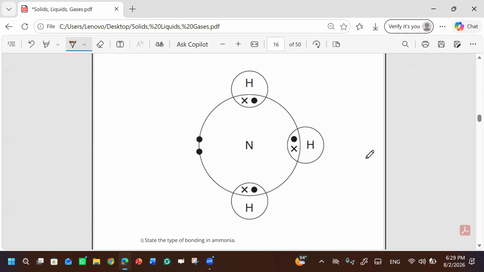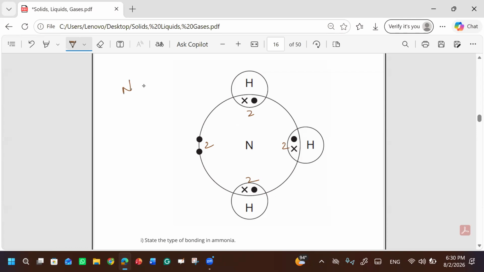Because covalent bonding is bonding between two nonmetals, and hydrogen and nitrogen are two nonmetals. They are sharing. Can you tell me how they both have a complete valence shell? If you see, nitrogen has two here, and it shares three from hydrogen. So this is two, two, so these are eight.